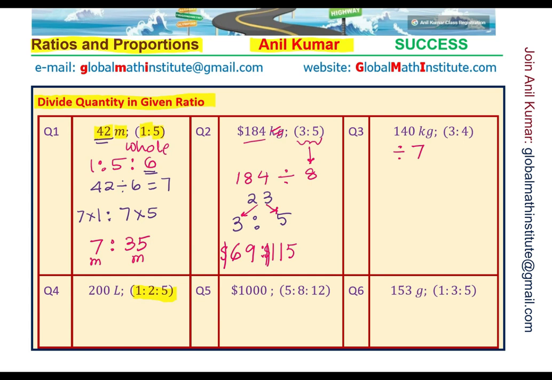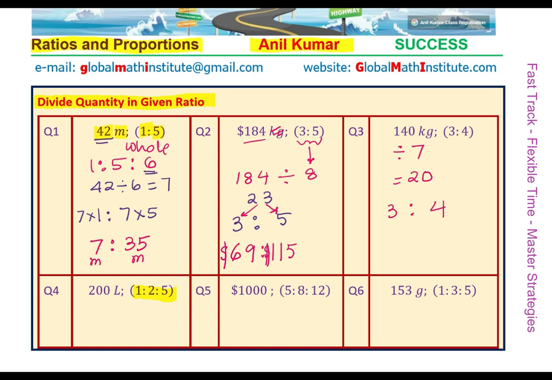We get 20, right? So we get 20. 14 goes two times, then we have a 0. Now, since we have 20 and now we want to find the ratio 3 is to 4, so multiply 20 by 3 and 20 by 4.